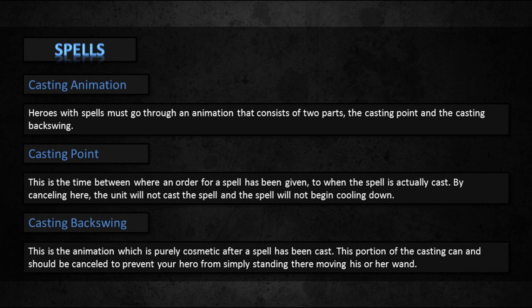Casting backswing: this is the animation which is purely cosmetic after a spell has been cast. This portion of the casting can and should be cancelled to prevent your hero from simply standing there moving his or her wand.